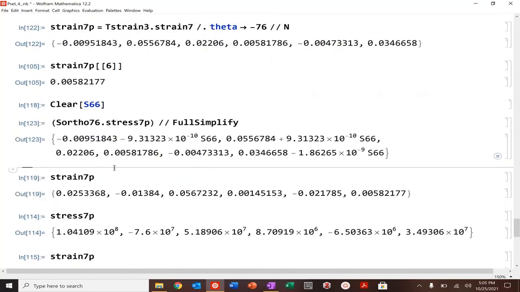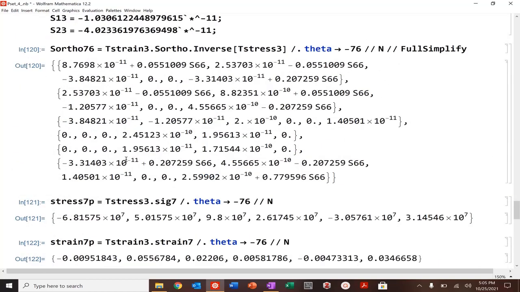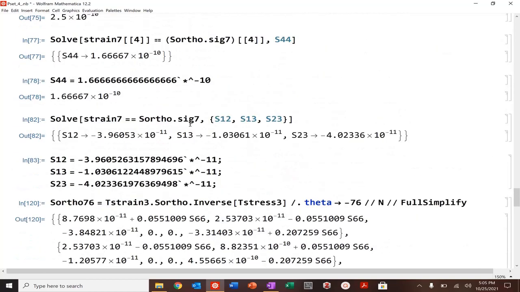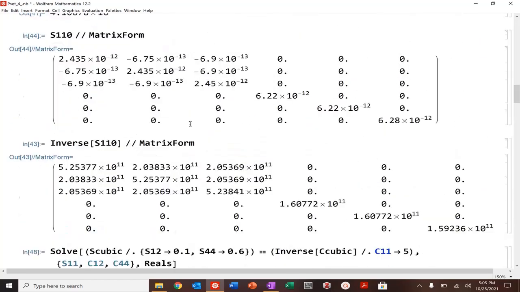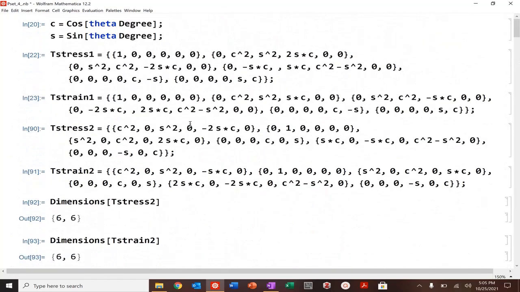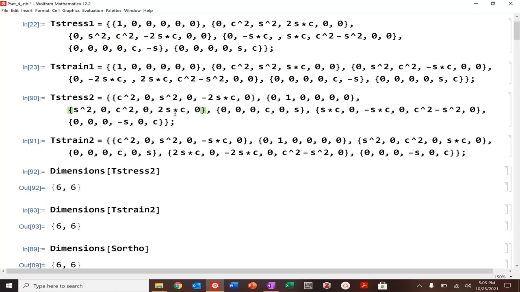There we go. I have a feeling there might be an issue with my tensor up here. Let's look at this T stress and T strain just to double check in that 2 direction.